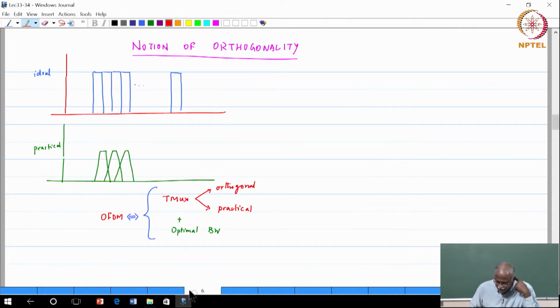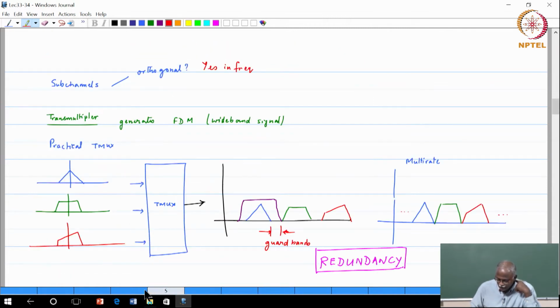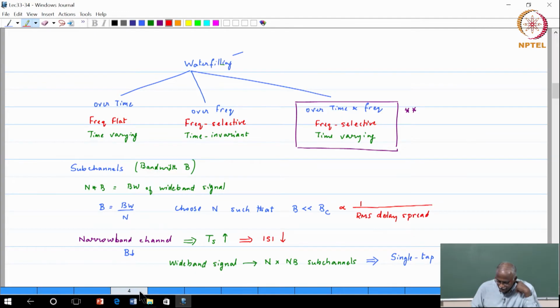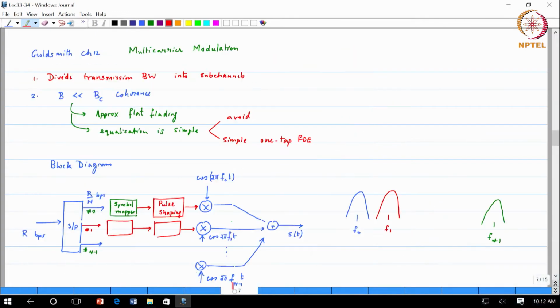So in this context, the representation of the multi-carrier modulation was either through non-overlapping channels. This was the traditional view of it.